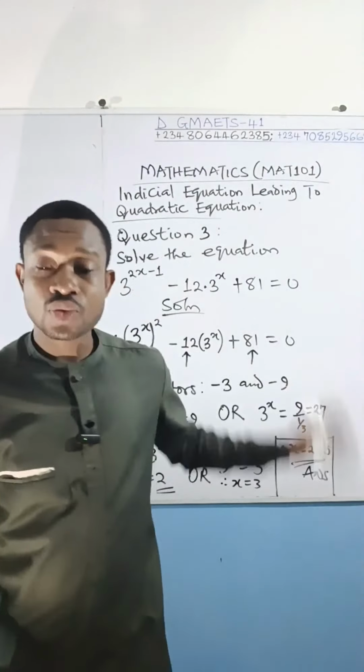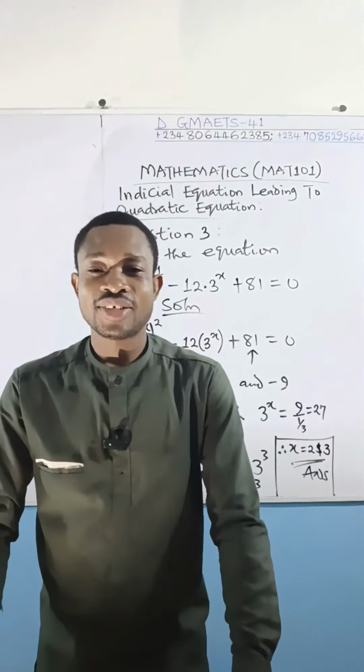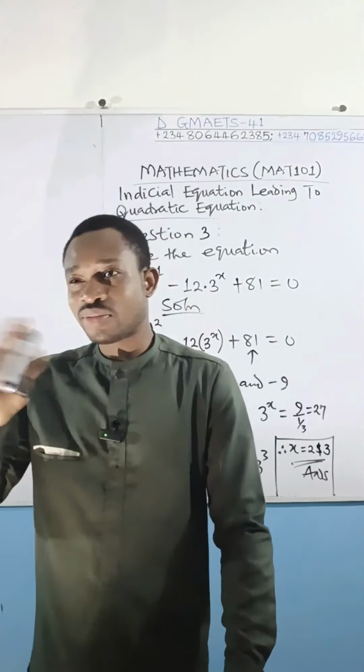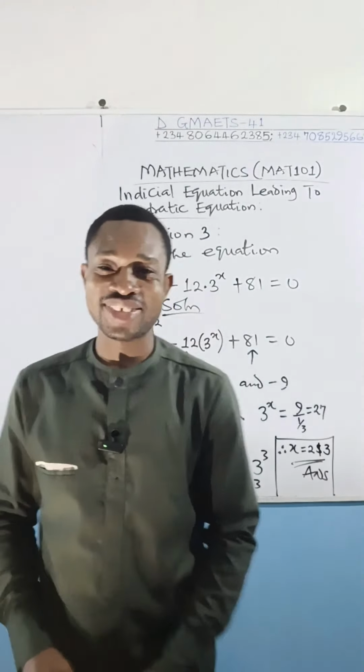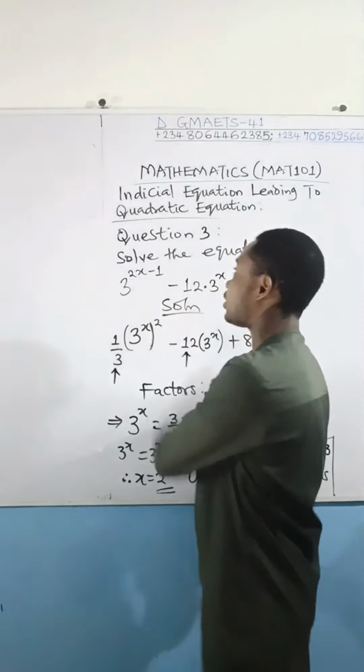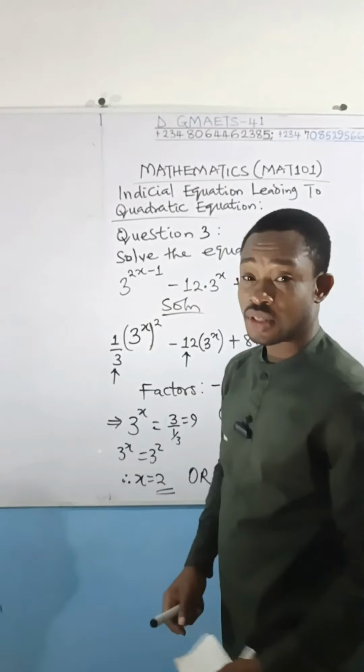And with this third question, like I said, this is where we call the class a short. We are still within 1 hour, 10 minutes or so into the class. We still have like 20 minutes or so, but the class is going to come to an end, for we have covered what we are meant to cover in indicial equation leading to quadratic equation.